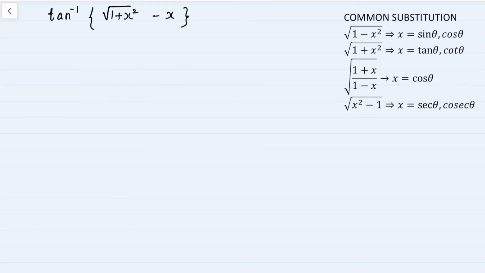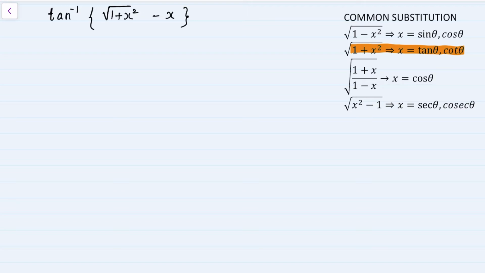Let us see the next sum, tan inverse of under root 1 plus x square minus x. We already have the common substitution on the right hand side. So if we compare this sum with the substitutions that are available, the second substitution will suit here. So for root of 1 plus x square, we can either do the substitution of x equals tan theta or x equals cot theta. So we can use any one of the functions.